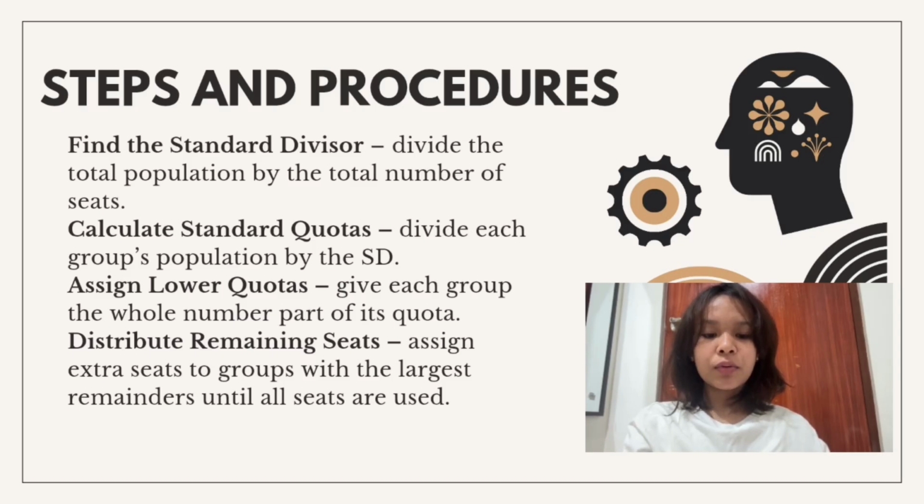After giving everyone their lower quotas, we'll usually have a few seats left unassigned. To be fair, we look at the decimal remainders, the part after the decimal point. The groups with the largest remainders get the extra seats, one by one, until all seats are distributed.